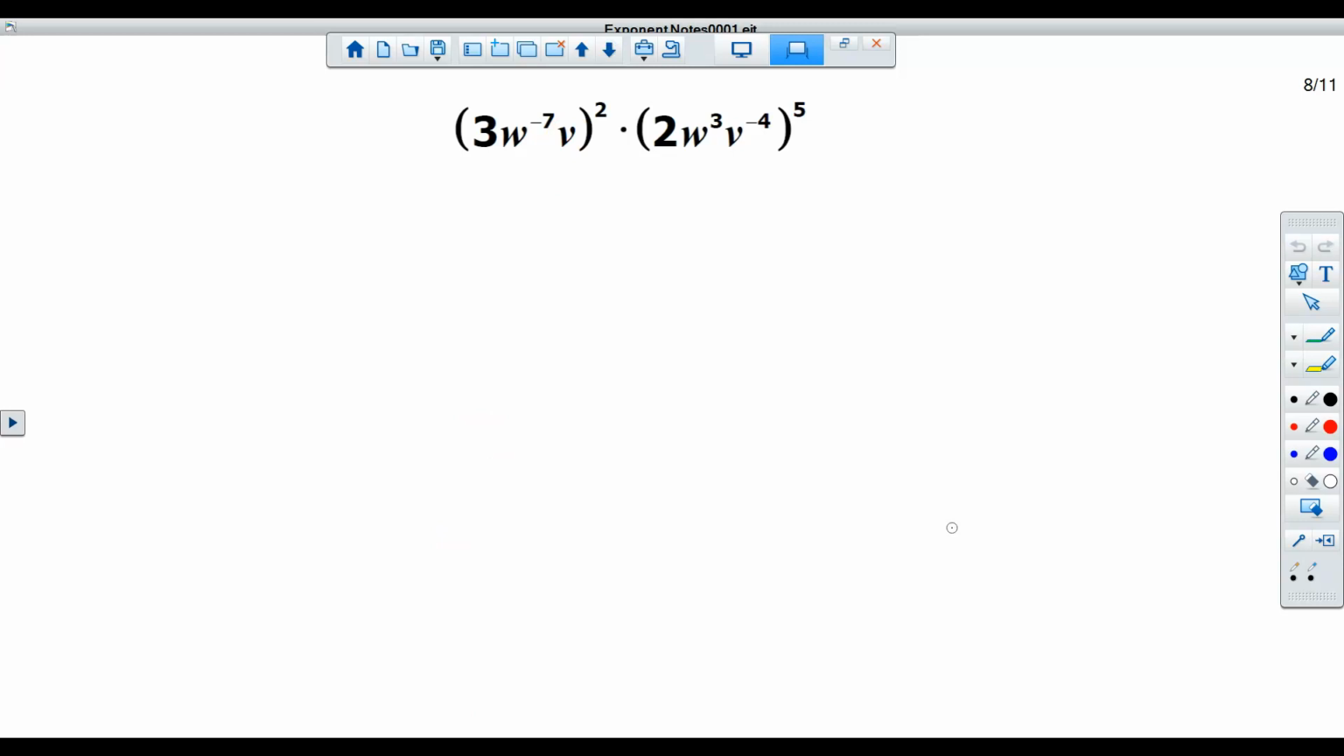Okay, so here is a second problem. All right, for this problem, the first thing I'm going to do is look for power to a power. Do I see parentheses with an exponent outside? And I do. This rule is there. So I'm going to take care of it.